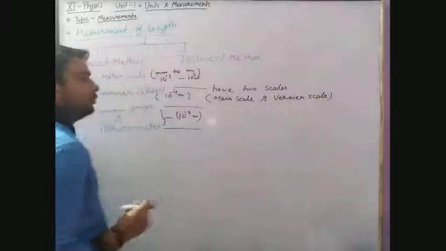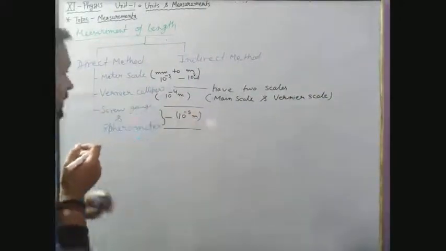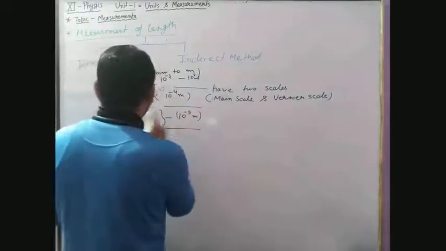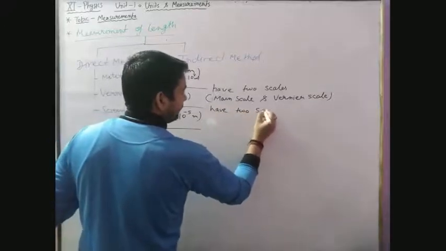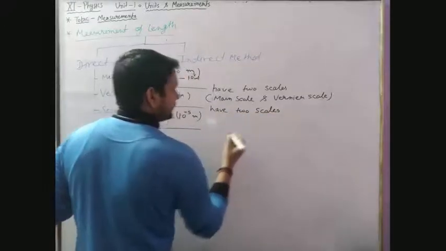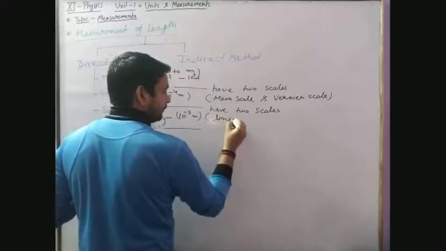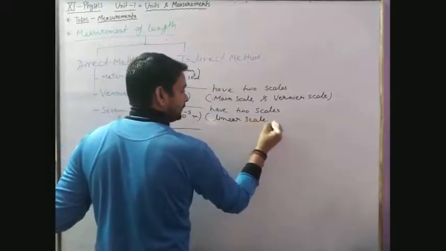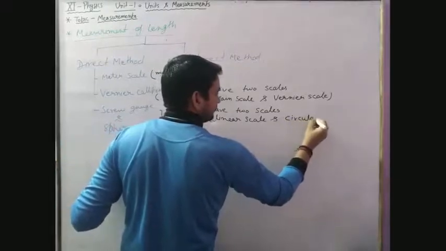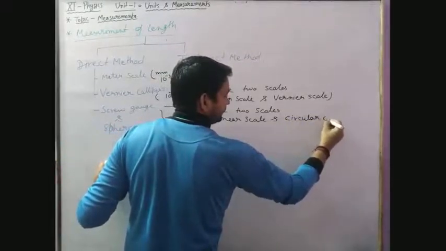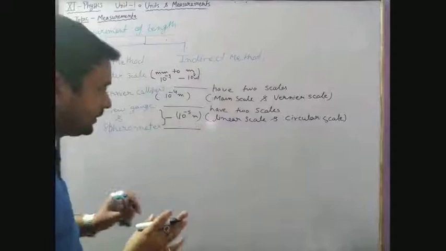These are the two scales which are used to measure small distances in the vernier caliper. And the screw gauge again has two scales: one is a linear scale and another is a circular scale. We will discuss it later, it is also in the 11th class practical.